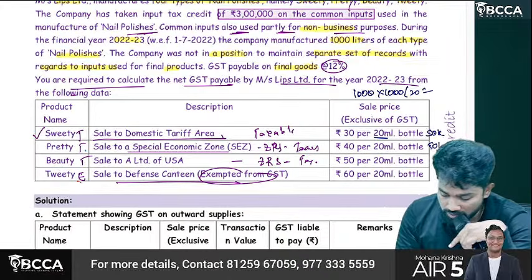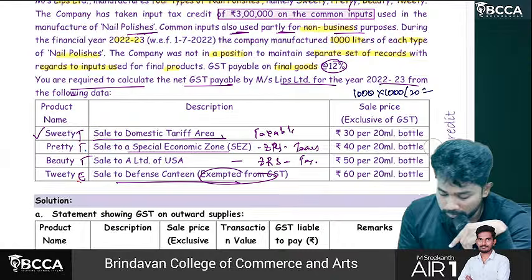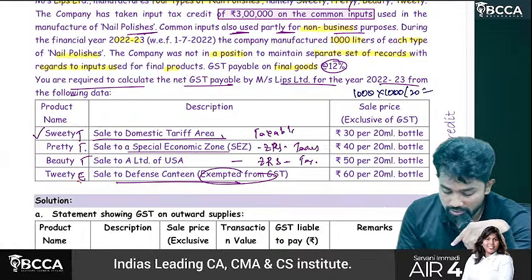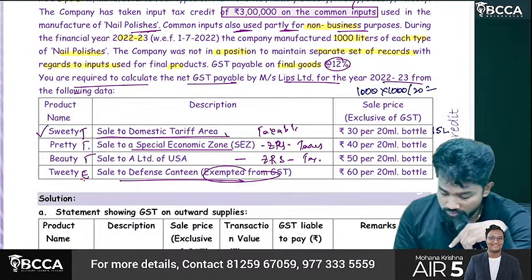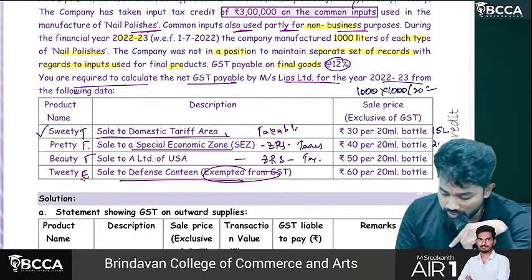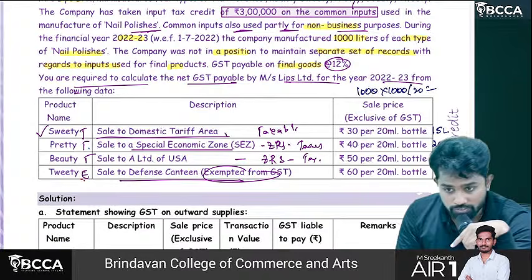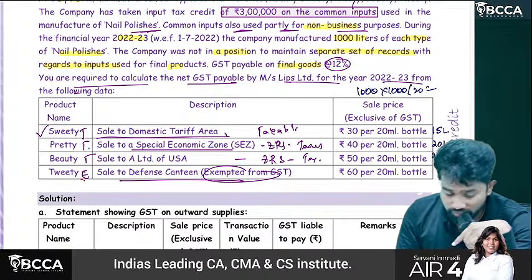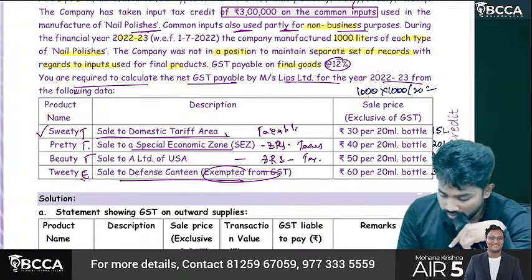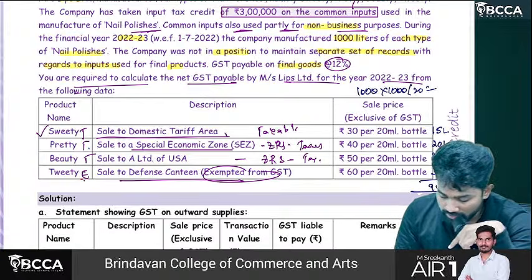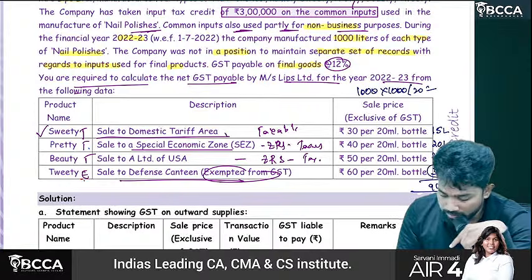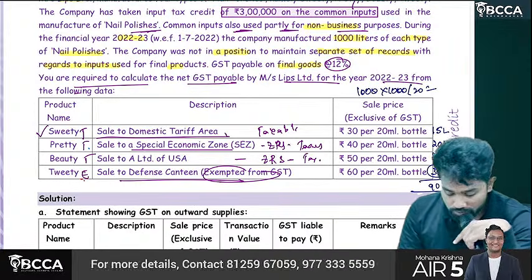So 50,000 bottles into 30 rupees is 15 lakhs. 50,000 into 40 is 20 lakhs. 50,000 into 50 is 25 lakhs. 50,000 into 60 is 30 lakhs. So what is the total turnover, sir? 90 lakhs is the total turnover. Out of that, the exempted turnover is 30 lakhs.